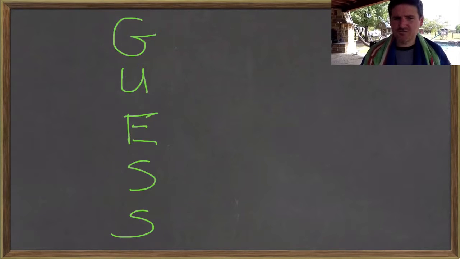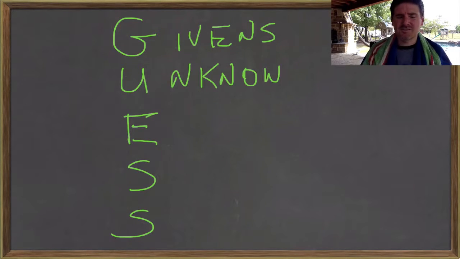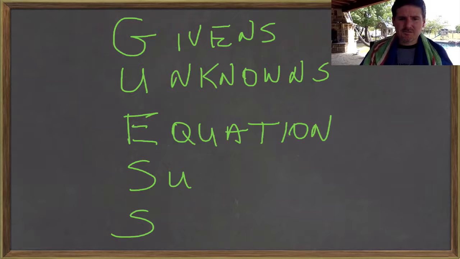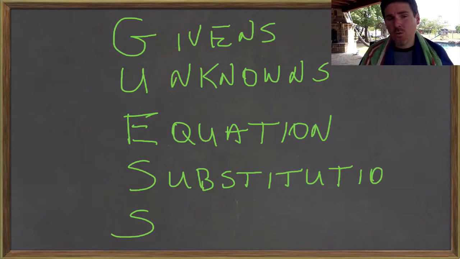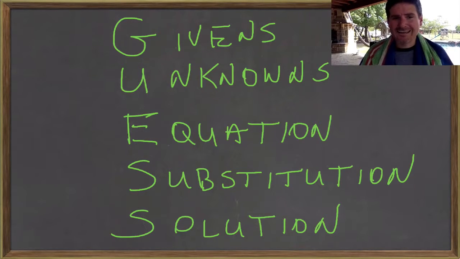Okay, now we're going to actually solve using Newton's second law, F equals ma. But in order to do that, we need to go through all the steps that are required to get full credit on tests and homework. We call this method the GUESS method. The reason we call it that is because the letters each stand for something: the givens, the unknowns, the equation, substitution, and the solution.